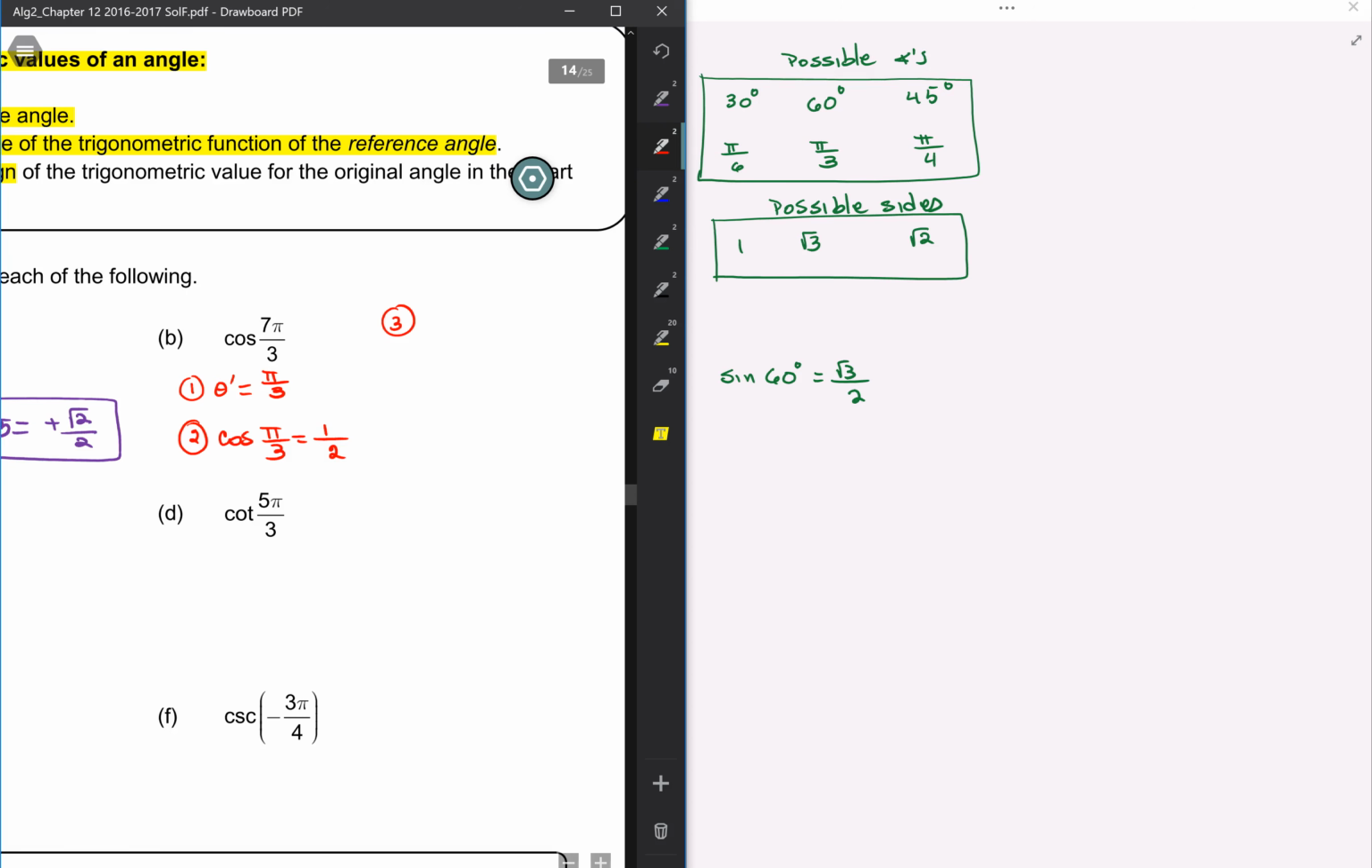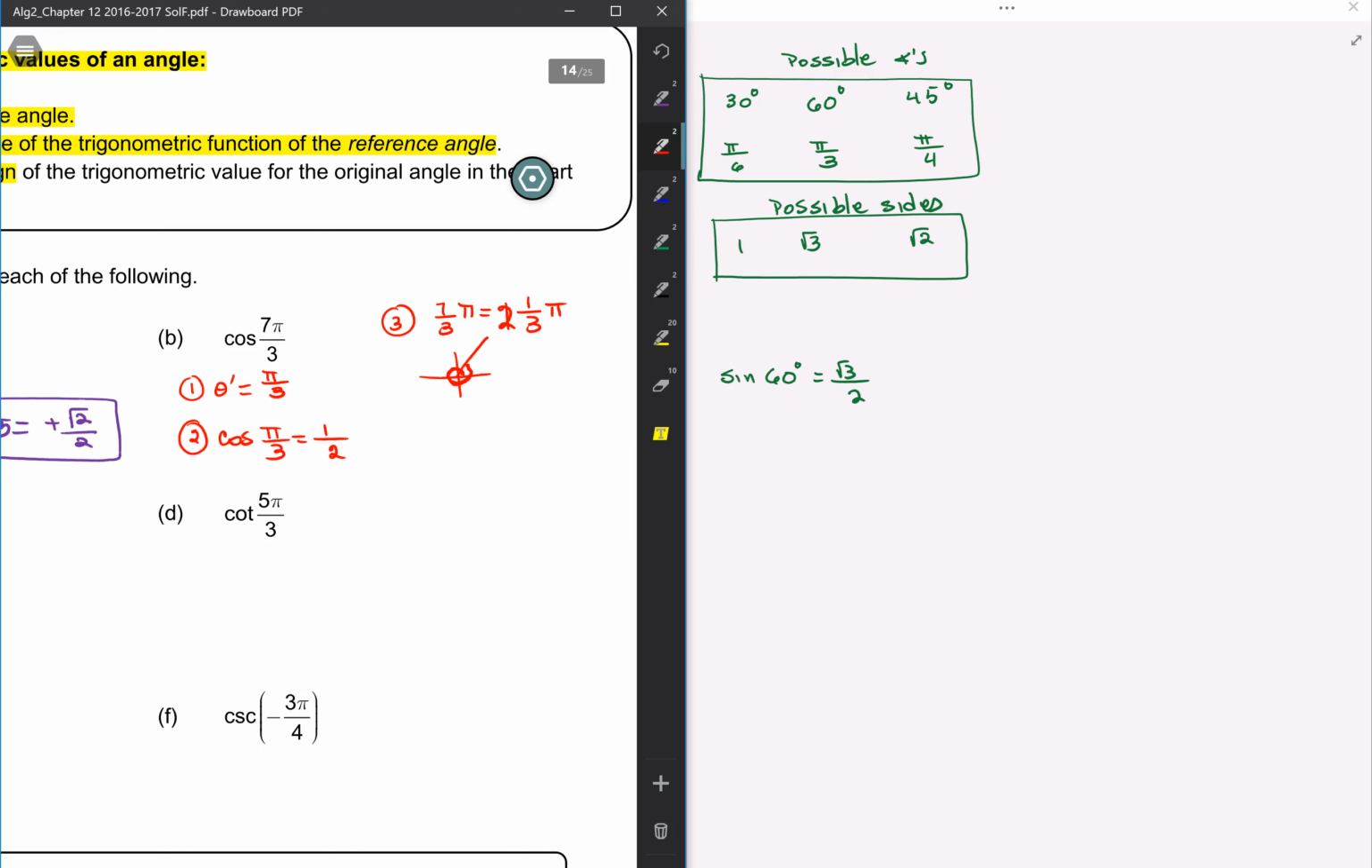Okay? Now, what quadrant does this lie in? Let's see. 7 pi over 3, I write it as a mixed number. That's 2 and 1/3 pi. So what quadrant does that fall in? So 2 pi, I go here, 1/3 pi is here. So it's quadrant 1, not A, B, C, D, but 1, 2, 3, 4. Now, is cosine positive or negative there? Positive, so the answer is 1 over 2.